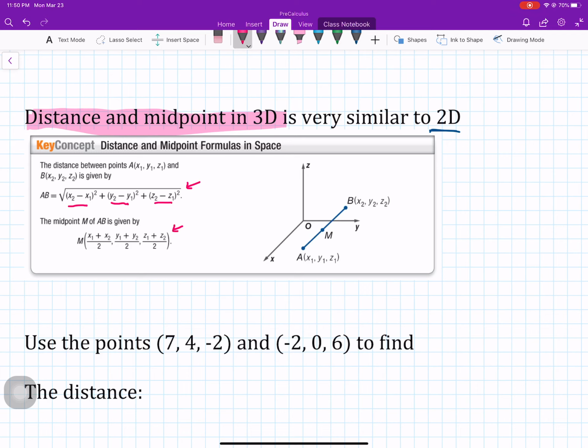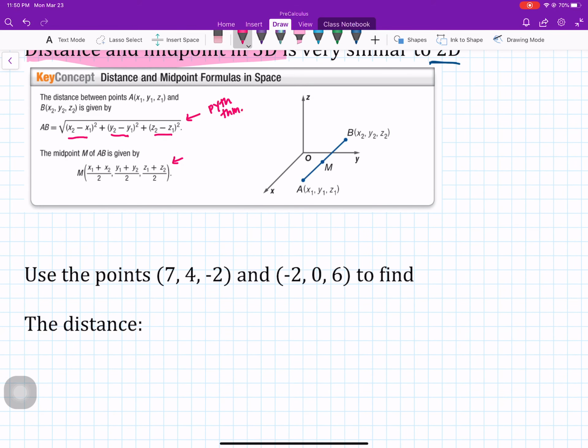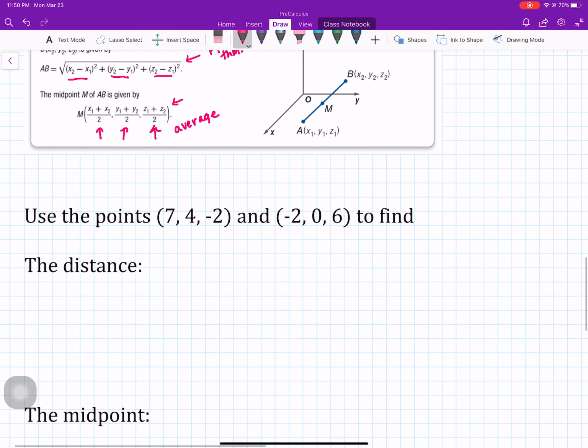But remember, this is just kind of an application of the Pythagorean theorem. So you're figuring out how far apart your x's, y's, and z's are, squaring those, adding them up, and then square rooting them. Remember, midpoint is just average. So you're averaging your x's, averaging your y's, and averaging your z's. You're dividing by 2 because there's only 2 x's, 2 y's, and 2 z's in every single situation. So let's try it.